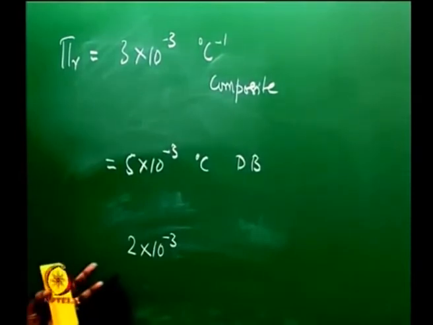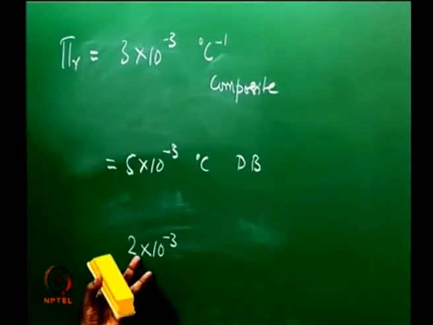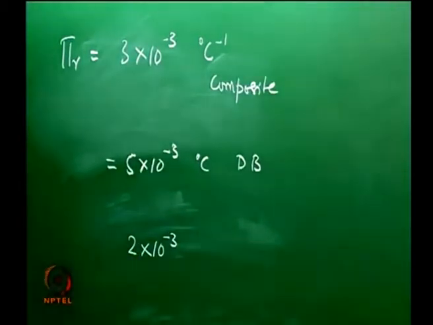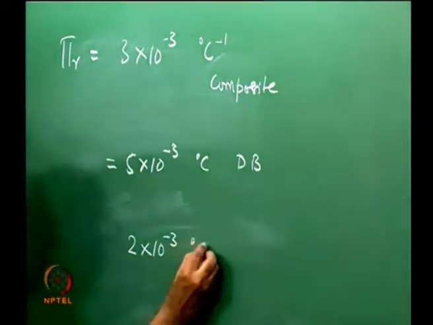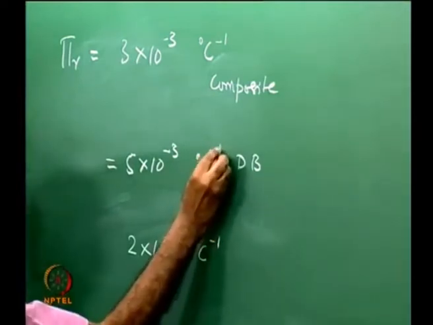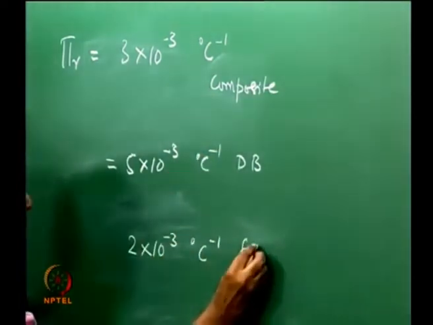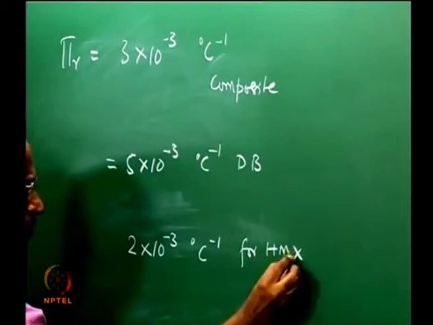And that is why for missiles, you go for HMX propellants because it is not that sensitive to variations in temperature. Per degree centigrade, for HMX based or nitramine propellants.